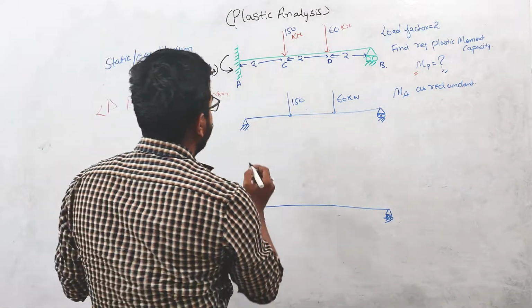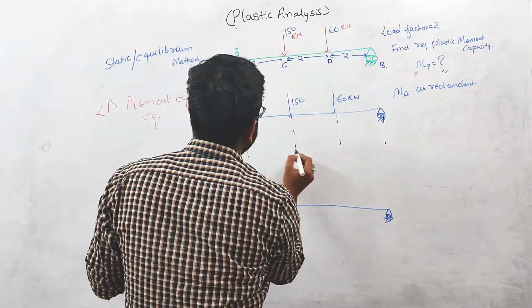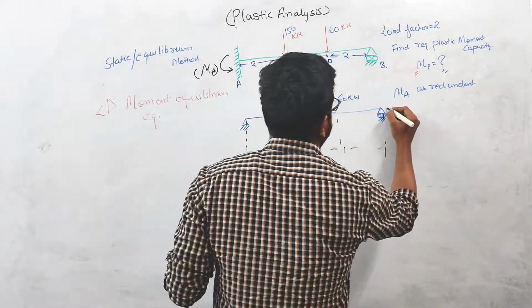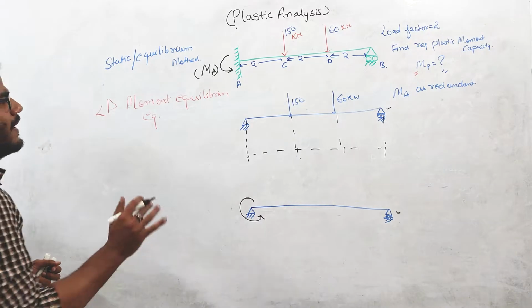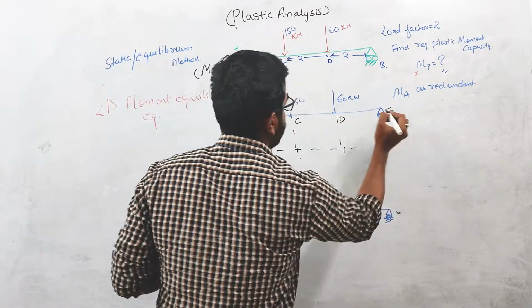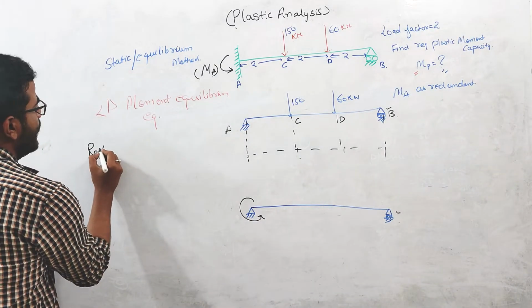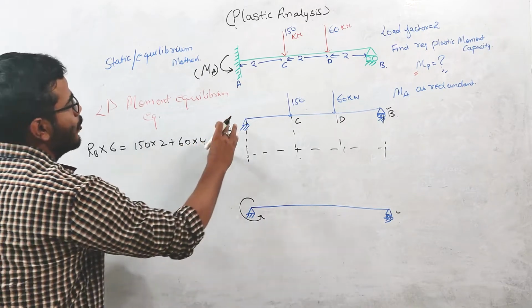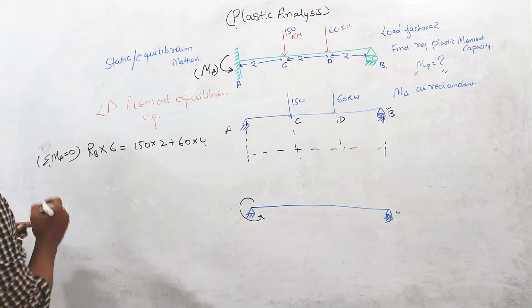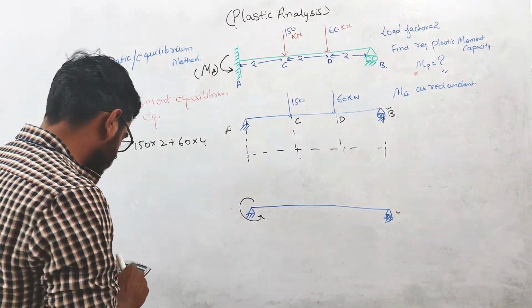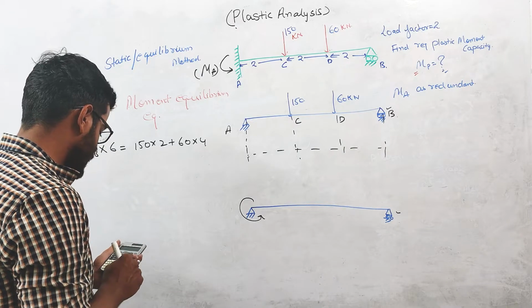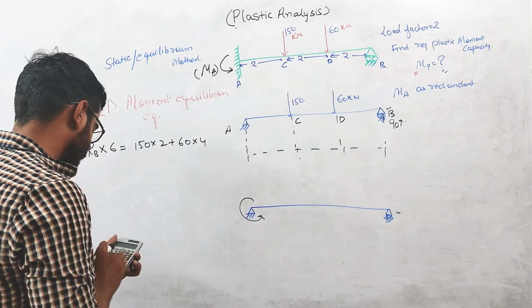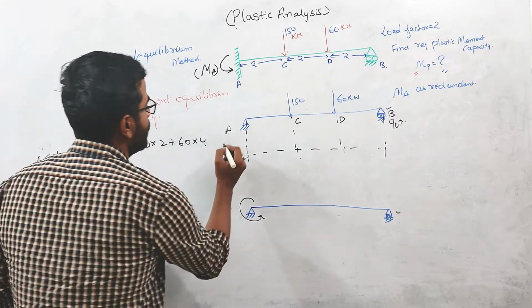Now, because we need to form the moment equilibrium equations, we need bending moment diagrams. So we analyze this beam. This is A, this is C, this is D, and this is B. To find the RB reaction: RB into 6 equals 150 into 2 plus 60 into 4. I am taking moment equilibrium about point A, summation MA equals 0. So RB is 150 into 2 plus 60 into 4 divided by 6, which comes out to be 90 kilonewton, upward. And RA will be 150 plus 60 minus 90, so RA is 120 kilonewton.